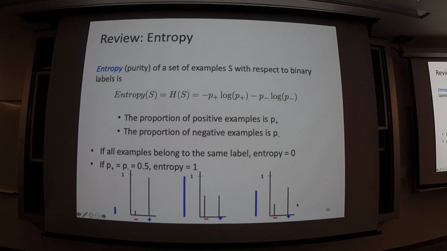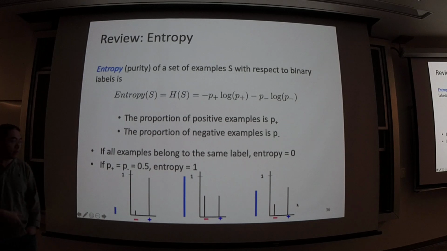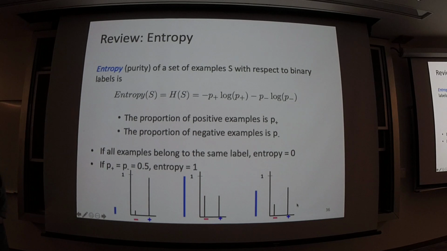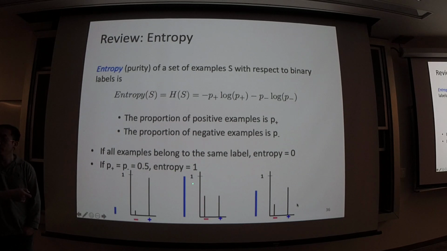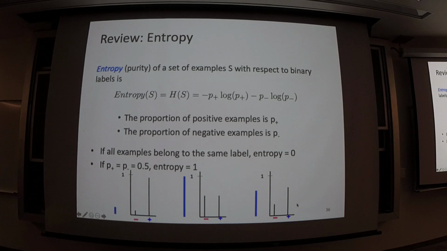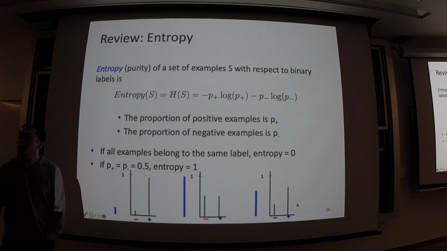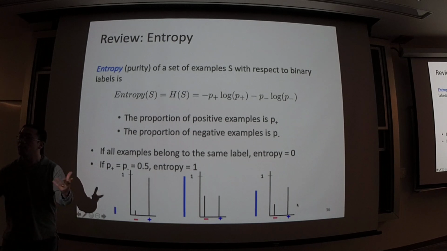So we can take a look at how entropy varies along with p plus and p minus. We see that when p plus and p minus are equal, namely 0.5, your entropy is the largest. 1 means that you are most uncertain about the labels of examples in your data set. At the same time, you have the smallest purity, because your examples are mixed so uniformly.